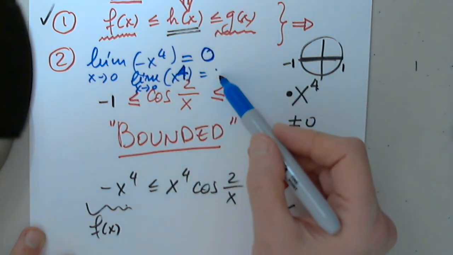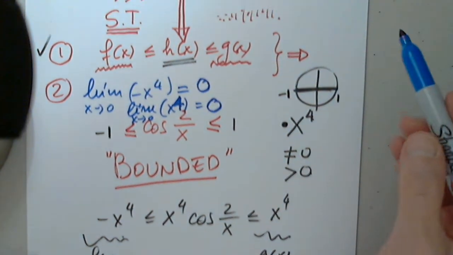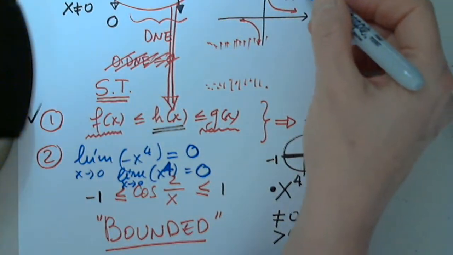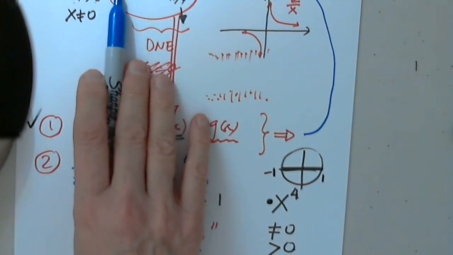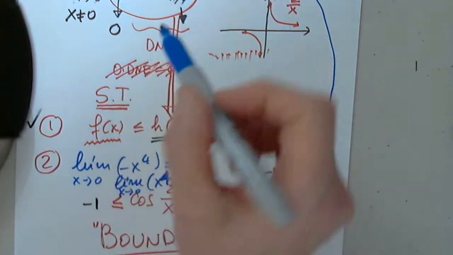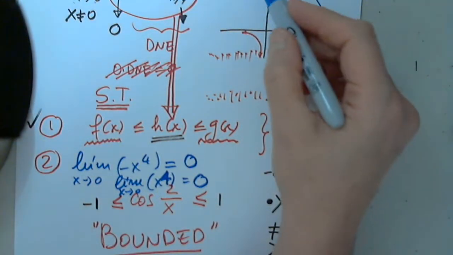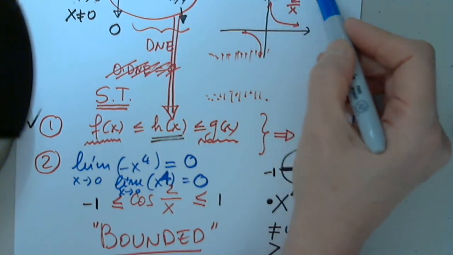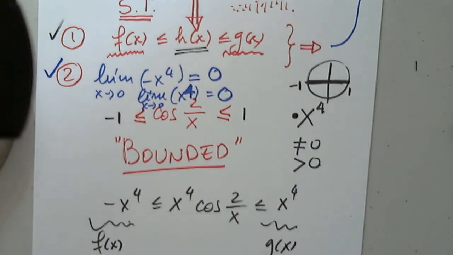Zero. So what do I conclude? That h of x is equal to 0. No, I conclude that, oh, the limit is 0. The limit of x to the fourth times cosine 2 over x is 0. And I have to write by the squeeze theorem. Both hypotheses are fulfilled by the squeeze theorem.